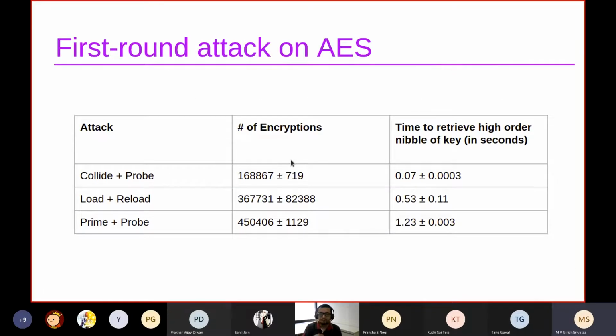Now the other attack that was considered was the first round attack. The number of encryptions shown in a first round attack is a measure of both the false positive rate as well as, to some extent, the false negative rate. You can see from these numbers that collect plus probe and load plus reload. Yes, again, the same comment. What is the first round attack?